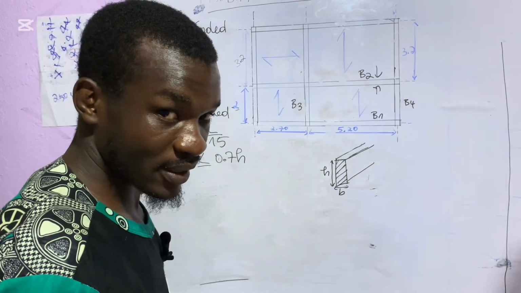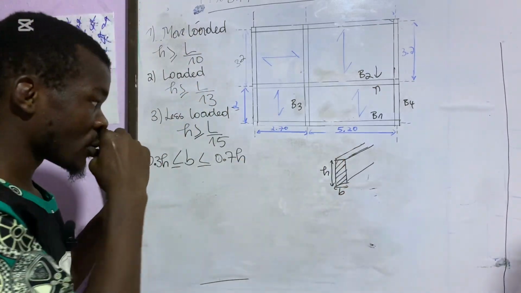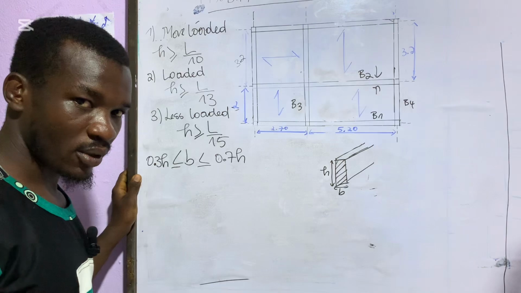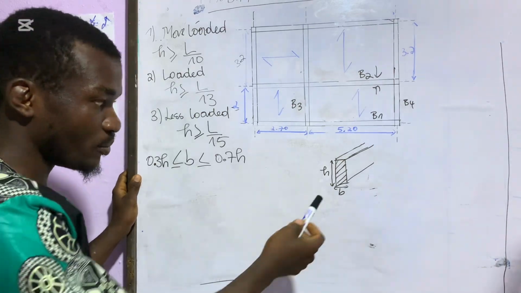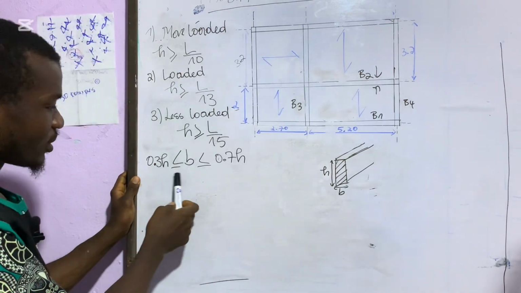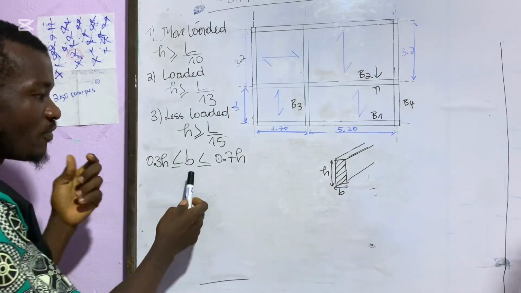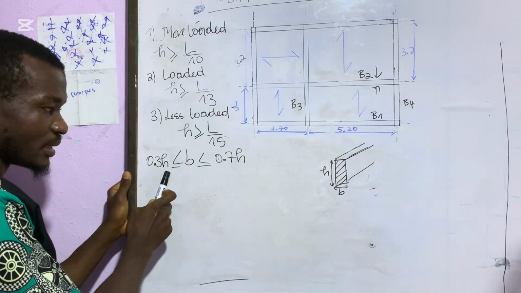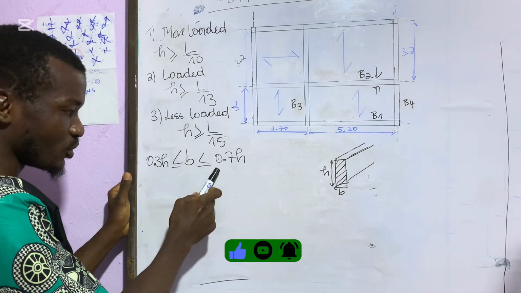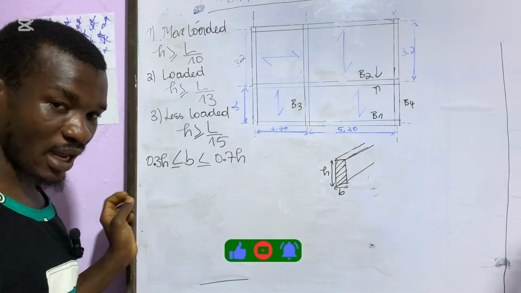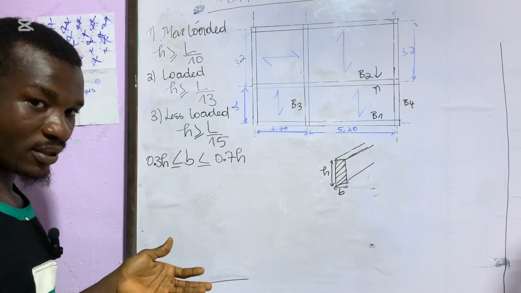Axis to axis, as you can see here. We don't forget the width of our beam, annotated b. You have the depth and you have the width. So the formula to have the base is 0.3 h less or equal than b, which should be less or equal than 0.7 h. These are the formulas used to determine the depth and the width.